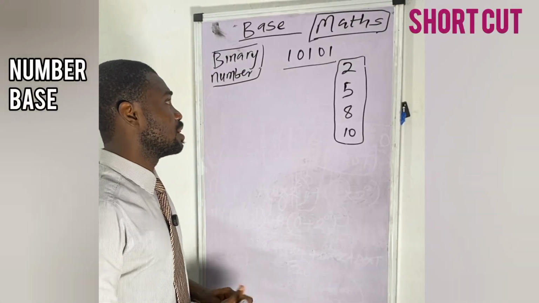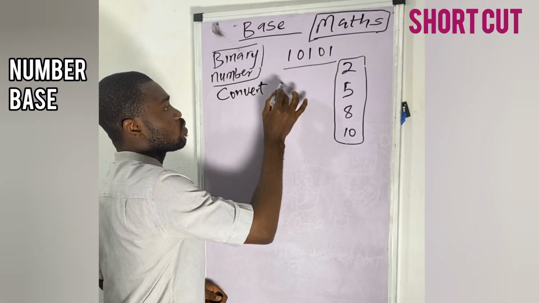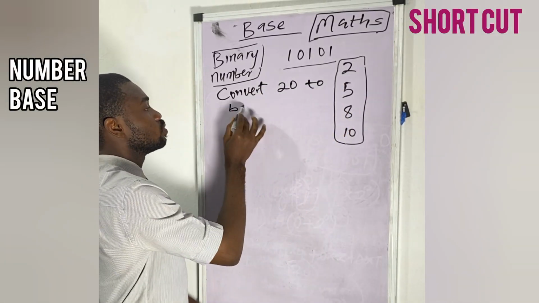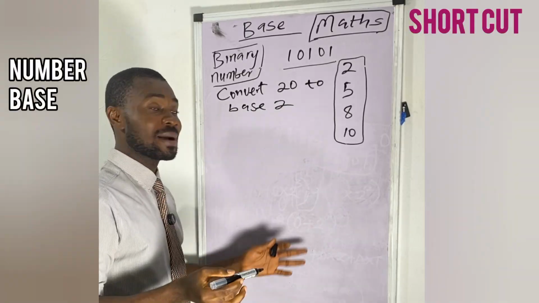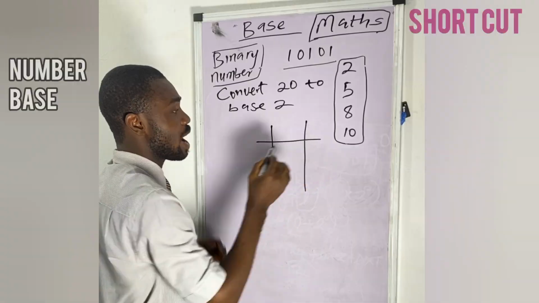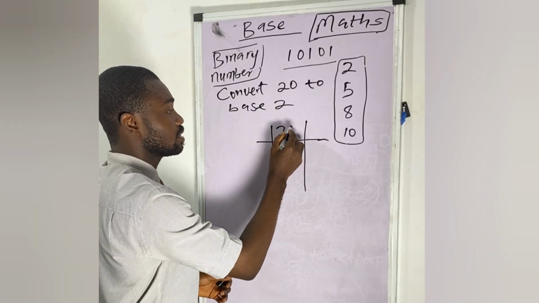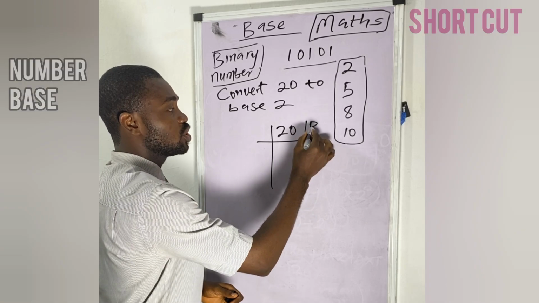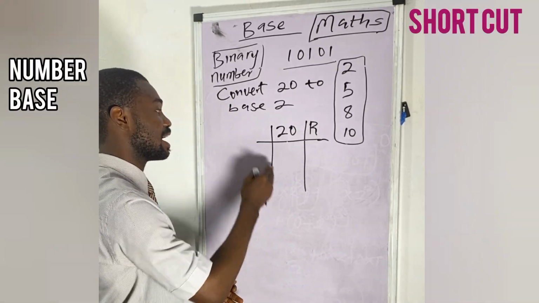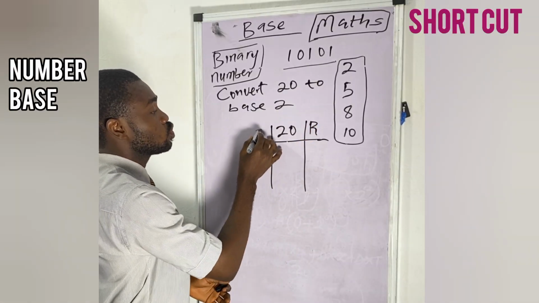So first of all, let's say they give us 20. They say convert 20 to base 2. Remember, I say use 2 as the divisor. Very easy. Just draw 2 lines like this, one like this. Then here in the middle, you put what they say you should convert, 20. Then here you put R, which means remainder. You are going to put all the remainders here, all the dividends here, and you put the divisor here. And we are using 2, since they say we should convert to base 2.